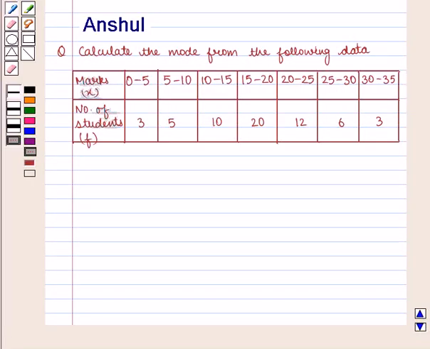In this session, we are going to discuss the following question. The question says: calculate the mode from the following data. The marks are represented by X and are given in the range of 0 to 5, 5 to 10, 10 to 15, 15 to 20, 20 to 25, 25 to 30, 30 to 35, with the corresponding number of students represented by F given by 3, 5, 10, 20, 12, 6, 3.